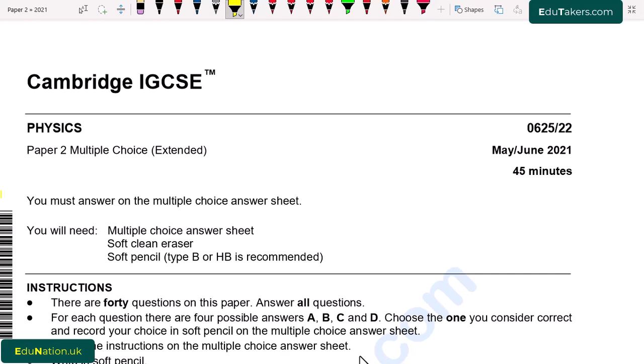Today we are going to solve Cambridge IGCSE Physics Paper 2 Multiple Choice Extended, held on May-June 2021, and the paper code is 0625 with variant 22. So let's start from question number 1.